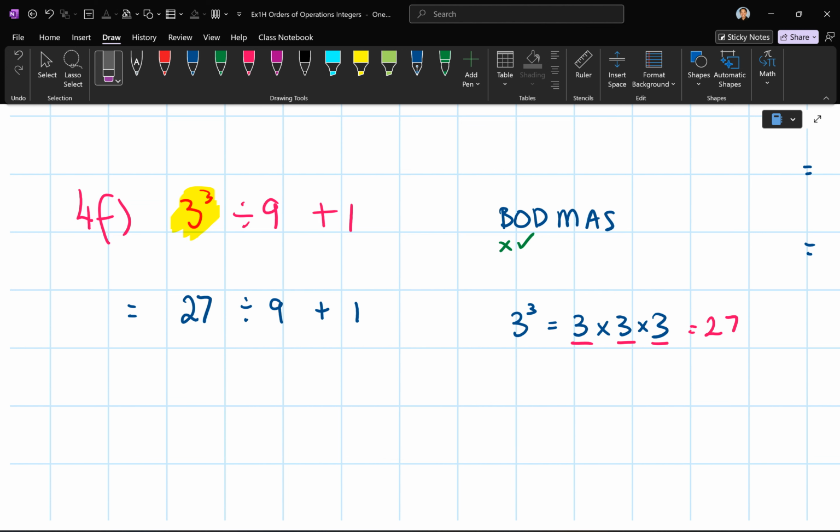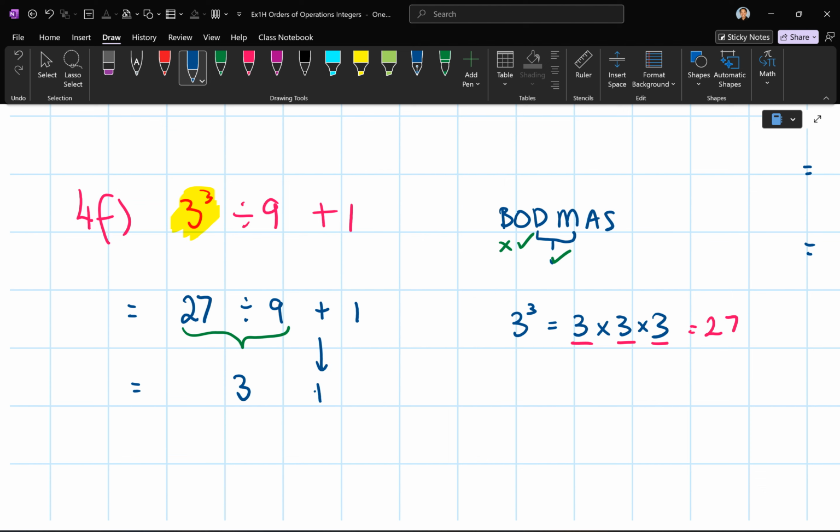So now I've done order, I've done the power. I'm up to now division, multiplication. Do I have any? Yes, I do. I do have a division. Here's your division. What am I dividing by? I'm taking 27 divided by 9. Take your time, figure it out. What's 27 divided by 9? 27 divided by 9 is 3.